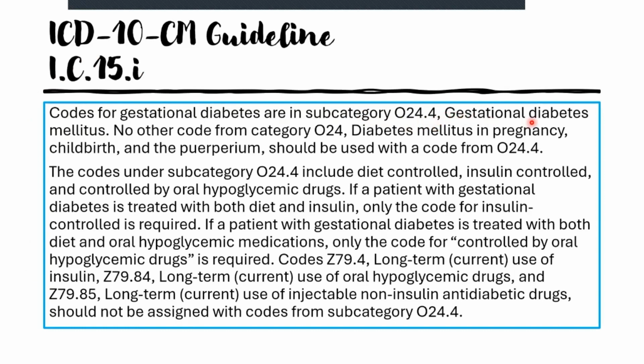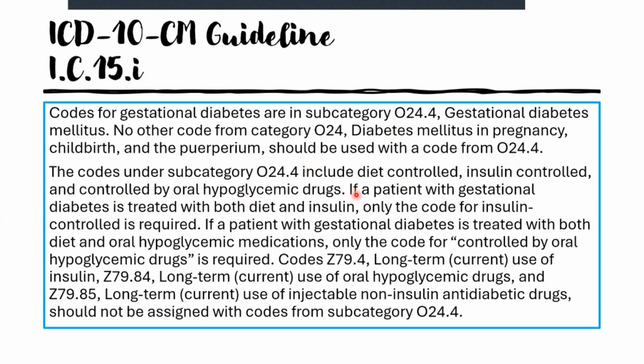O24.4, gestational diabetes. And it states that no other code from category O24 should be used with a code from O24.4. All right, so let that sink in. But then they go on to mention that the codes under this subcategory O24.4, which include diet controlled, insulin controlled, and controlled by oral hypoglycemic drugs, are all included in O24.4.